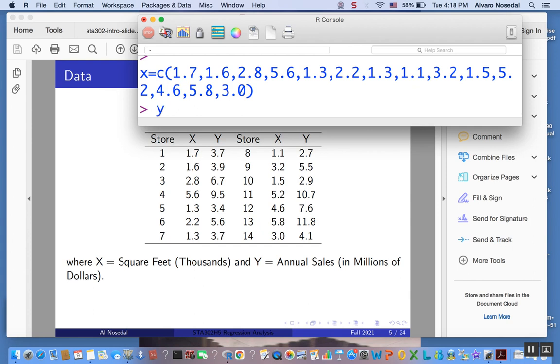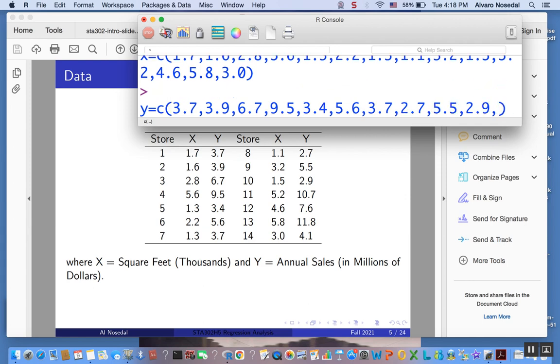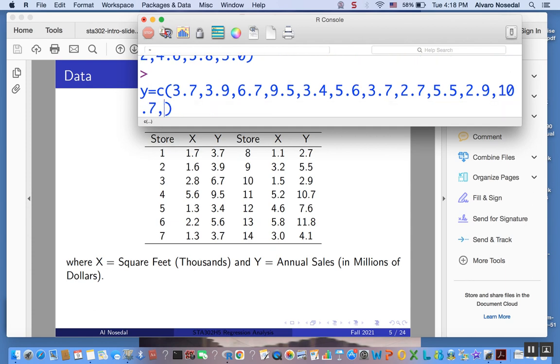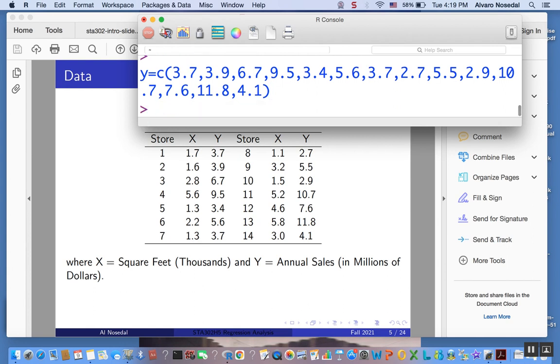Now y, we have 3.7, 3.9, 6.7, 9.5, 3.4, 5.6, 3.7, 2.7, 5.5, 2.9, 10.7, 7.6, 11.8, and 4.1.